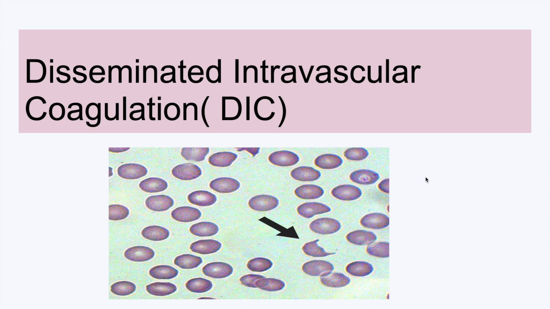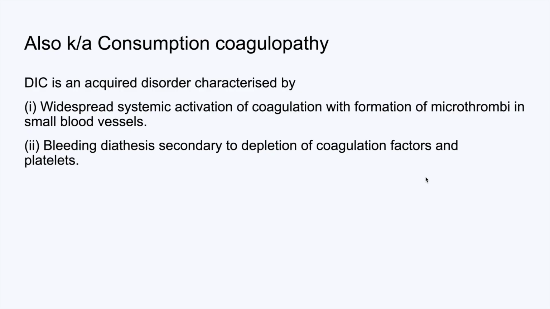We will discuss disseminated intravascular coagulation. So what do you mean by the word disseminated? Disseminated means that the process, the disease, is not localized; it is taking place all over the body. And the name suggests that it is something related to coagulation. So let's see what DIC is.